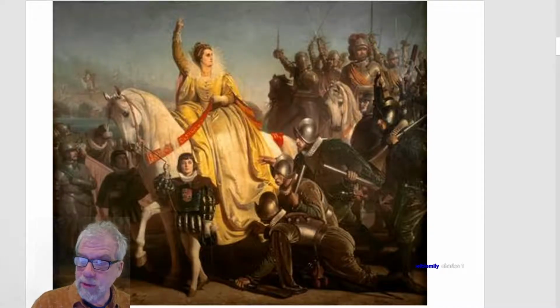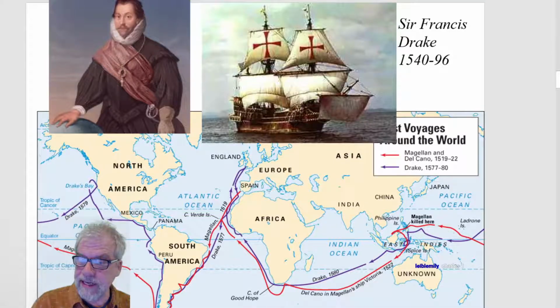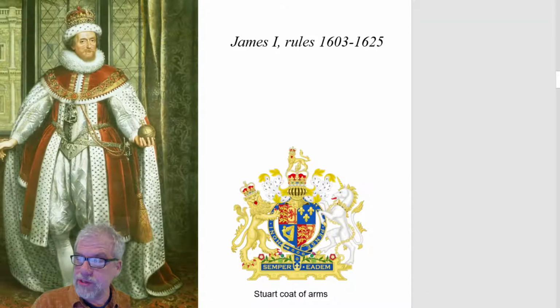So we talked about Queen Elizabeth, how she faced the Spanish Armada in 1588. The reason for that attack on Queen Elizabeth had to do with Francis Drake and his raiding on the Spanish treasure ships that were bringing gold and silver back. Queen Elizabeth dies in 1603 and is replaced by James I. James I is the first Stuart, and he is a kind of peacemaker. He's the reason that Virginia is settled and called Virginia, right?